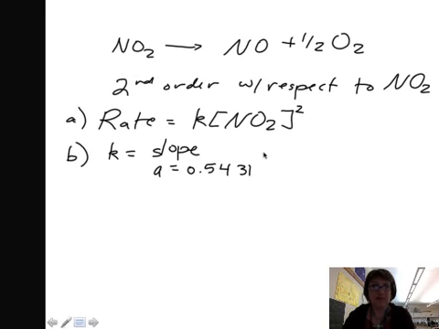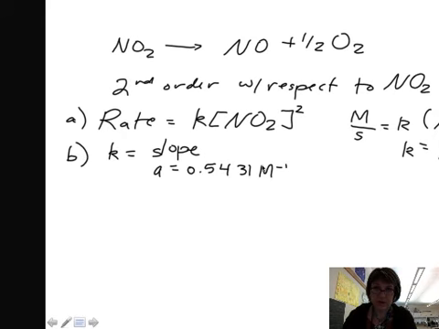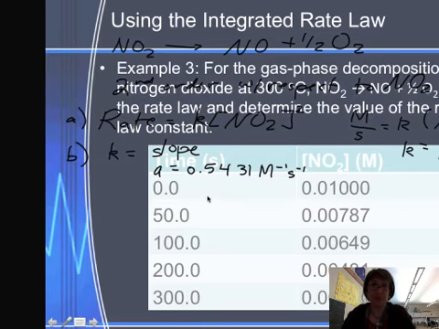Now let's look at the units, okay? Rate is going to be molarity per second, and then we're looking for units of K. Concentration is molarity, and that one was squared. So K must have units of molarity over second over M squared. So one of my M's cancels out here. My units will be molarity to the first, seconds to the first. Now we've answered part A, and we've answered part B.